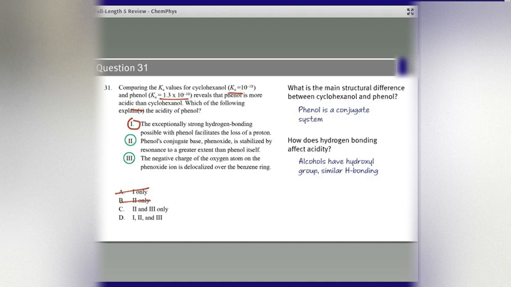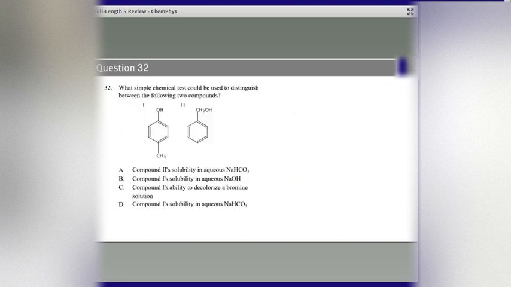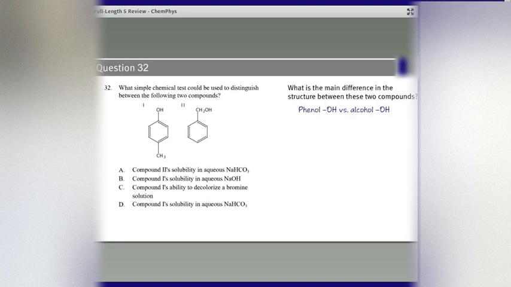Okay, let's pick this right up in question number 32. What simple chemical test could be used to distinguish between the following two compounds? Wait a sec. Is there a significant difference between 1 and 2 here? Don't be afraid to type in the chat, guys. The main difference between these two, well, the phenyl OH and the alcohol OH. Wait a second. If I work through this, to deprotonate a weak acid, what kind of base would you need? A strong base, right?